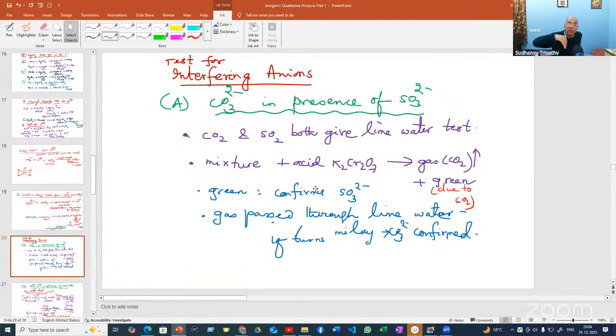Add acidified potassium dichromate solution to the salt mixture, and then pass the evolving gas through lime water. Here it will be milky, and here it will be green.